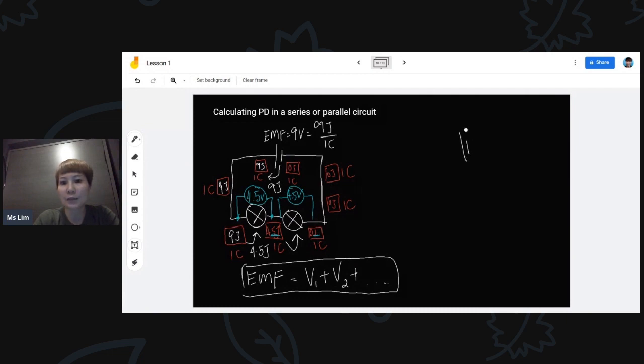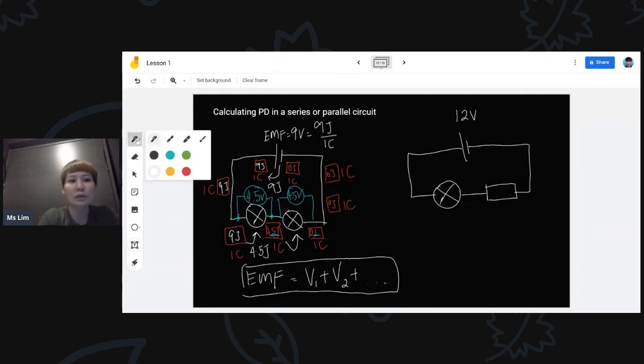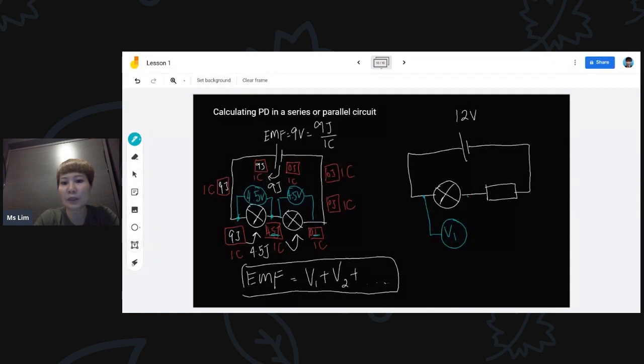Let's give you another example. The question may tell you that the EMF is 12 volt, with a light bulb here and a resistor here. This is a series circuit because the charges have only one path to go through. Questions will give you something like that. They will ask you, what is the potential difference V1 if the potential difference across the unknown is 4 volt?